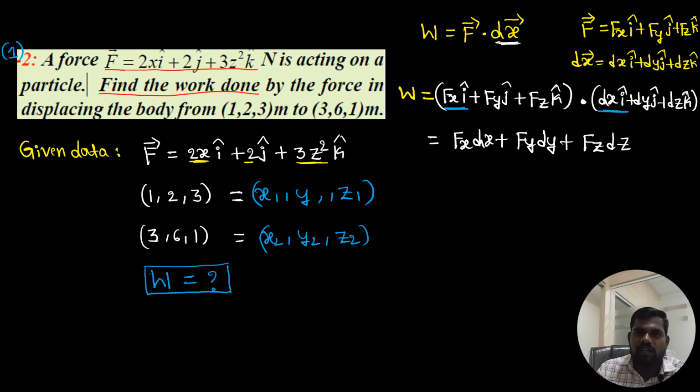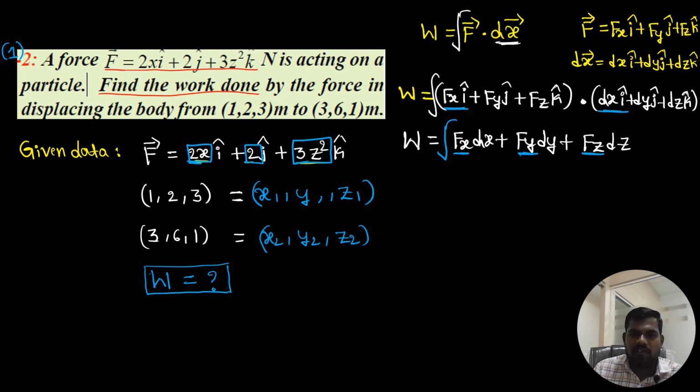Okay, but this is the work done by the variable force, which means we have to use integration here, in each term. Here Fx means the x coordinate, given in the question as 2x. Fy is the y direction, given in this case as 2. And Fz is given as 3z square.